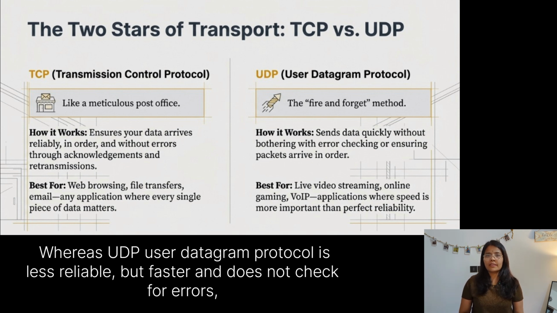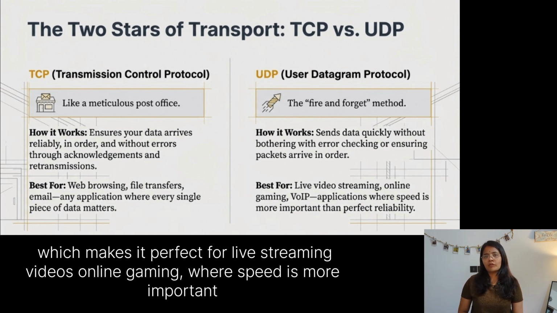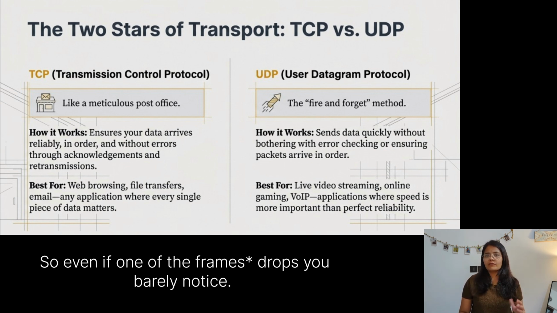Whereas UDP, User Datagram Protocol, is less reliable but faster and does not check for errors, which makes it perfect for live video streaming and online gaming, where speed is more important than perfection. So even if one of the packets drops, you barely notice.